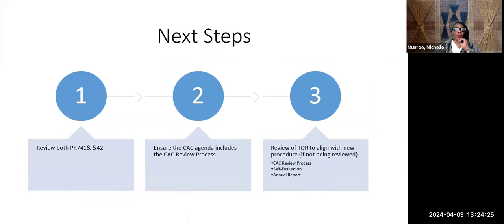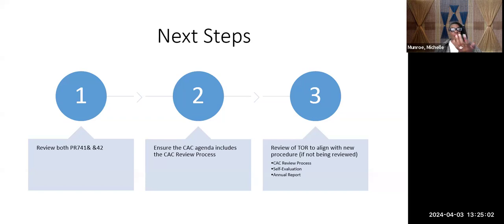So, immediate next steps. Here's what I'm asking, and I'm asking of all key stakeholders, including staff, CAC co-chairs, and members, that it is a new procedure. And I'm really encouraging that every co-chair and every member take the opportunity to review PR 741 and 742. Regardless of the number of presentations I do, I'm not going to be able to get to all of the nuances. So I'm really encouraging a review of both of those procedures. I'm asking our co-chairs and staff to ensure that upcoming CAC meetings include an agenda item on the CAC review process.